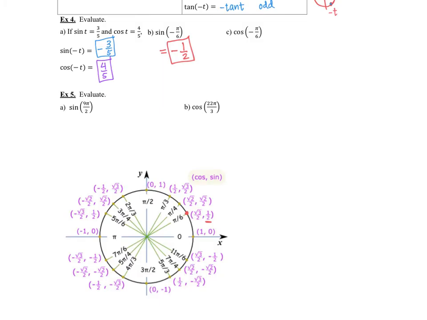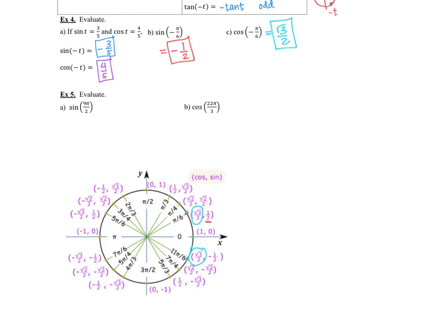Okay, so if I want the cosine of negative pi over 6, now, because it's even, I know that it should be the same as the cosine of pi over 6. So if I look at pi over 6, I can see the cosine is √3/2. Okay, so that's one way to find the cosine at negative pi over 6. But again, I could also start here and go to negative pi over 6 down here and then look at the x value there. And it is the same. It's just giving you some different options.